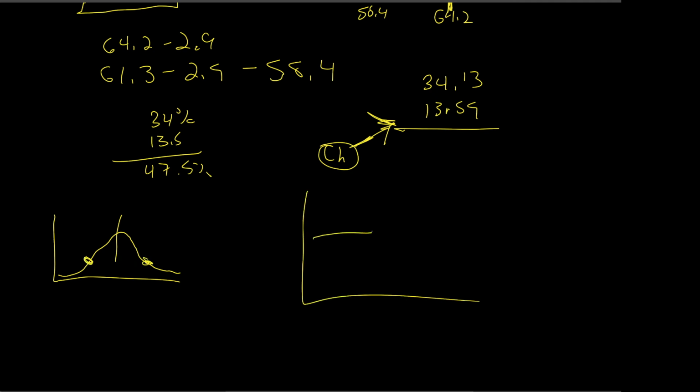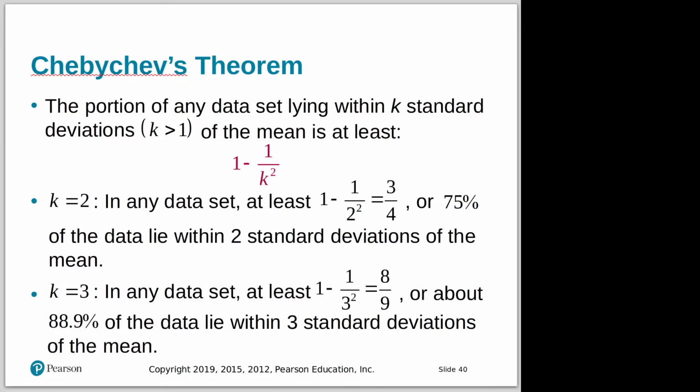Well, for other distributions, we have Chebychev's theorem. What Chebychev says is, well, we don't get this nice symmetry. I can't calculate exactly what it is, but I can estimate it. I can do it for greater than 1 standard deviation, so I can do 2 standard deviations. What I can do is spit out a fraction. If I want to know how much is within 2 standard deviations, it's going to be 1 minus 1 over 2 squared, which is 3/4 or 75%. Within 3 standard deviations, it's 1 minus 1 over 3 squared, which is 8/9 or 88.9%.